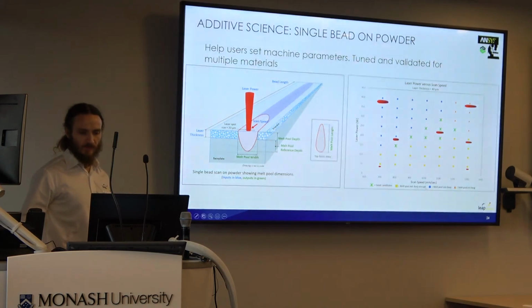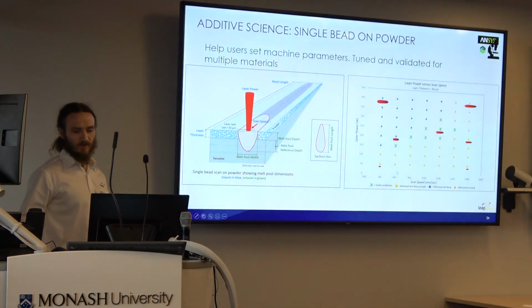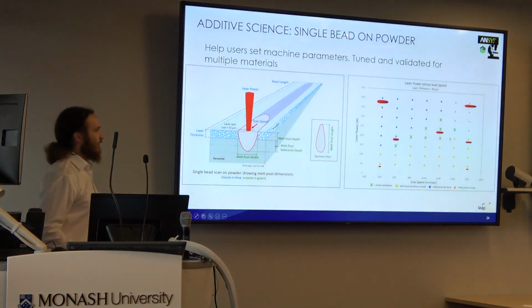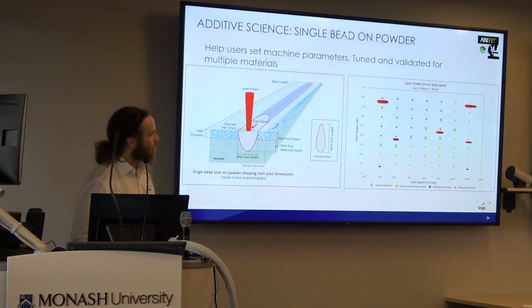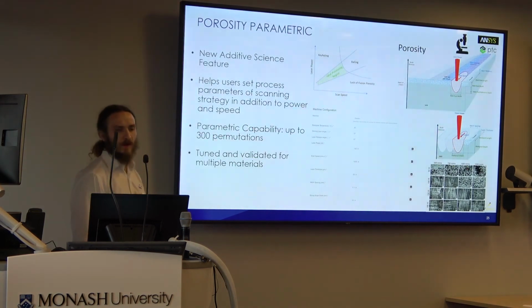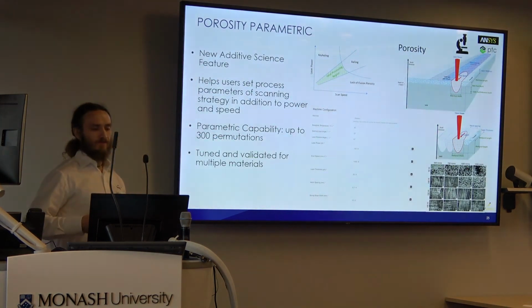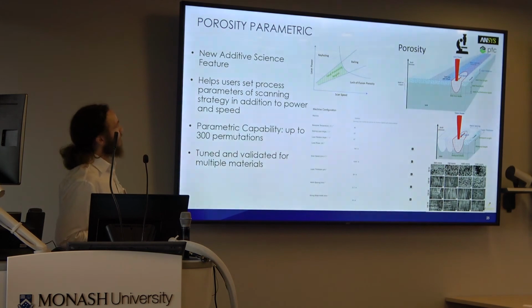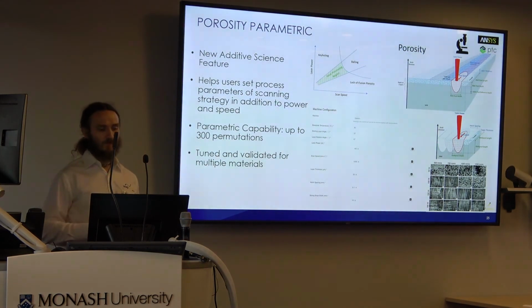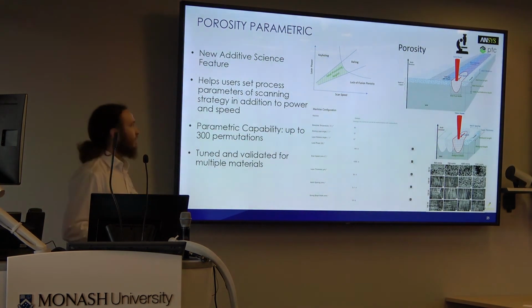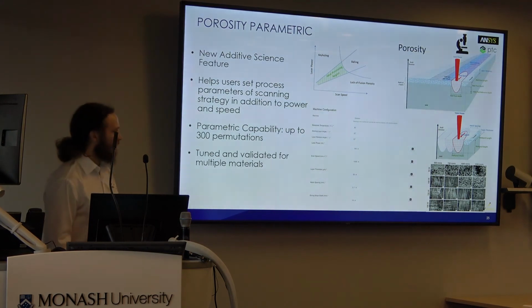These blue dots are where the melt pool is too deep. Yellow dots are where the melt pool is not deep enough. And then we have our happy green points here where we can operate our machine and get a successful print. We can also do optimization studies to minimize porosity in the part. We can run multiple permutations, up to 300 permutations, to minimize the porosity.